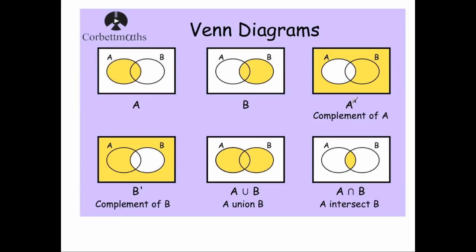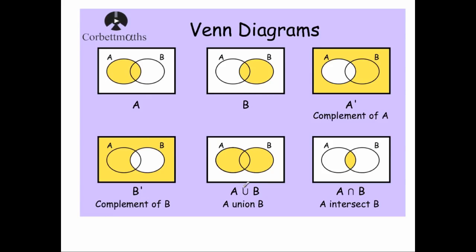Now, an A with a dash like this means the complement of A. That means not A. So it means anything that is not inside the A circle, or oval in this question. So here you've got the circle of the region for A. Anything outside of it would be A dash, which is the complement of A. Likewise, B dash would be the complement of B, so anything outside of B.